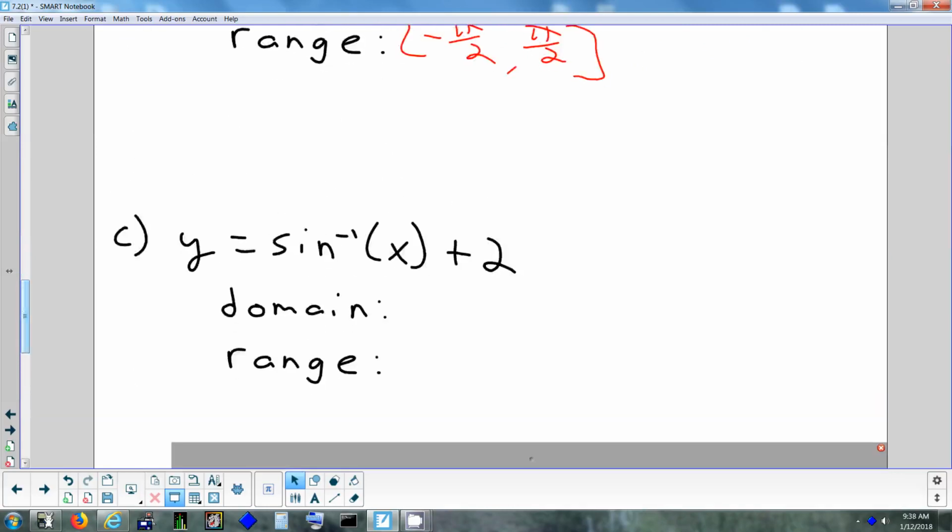Okay, let's look at this one. Inverse sine of x plus 2. What can you tell me about what's going on here? It's the plus 2 is a vertical shift. Okay, it's a vertical shift. Which way? It's going up 2. So since she said it's a vertical shift, that means horizontal, nothing is happening because there's no other number in the problem. So that means domain stays the same.